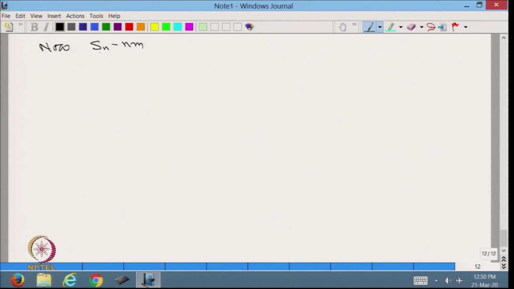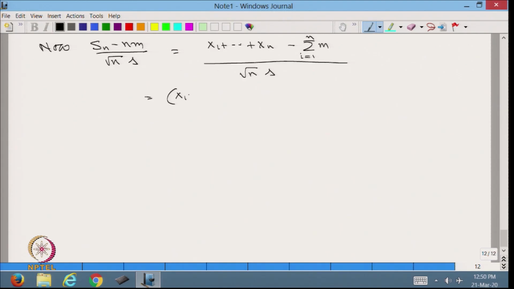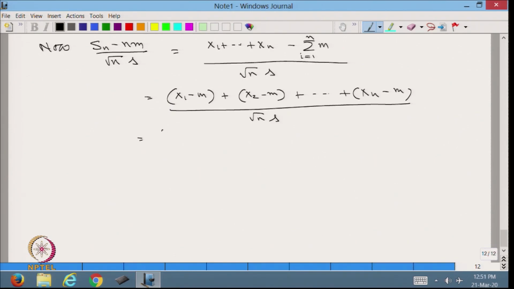Now, Sn minus Nm upon root over Ns is equal to x1 plus x2 plus xn, that is sum of xi for i equal to 1 to n, minus nm, divided by root over ns, which is equal to x1 minus m plus x2 minus m plus xn minus m upon root over ns, which is equal to x1 minus m upon root over ns plus x2 minus m upon root over ns plus xn minus m upon root over ns.